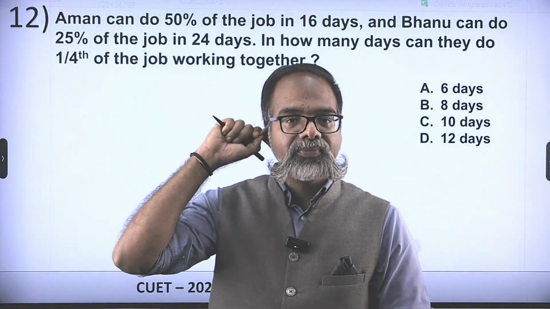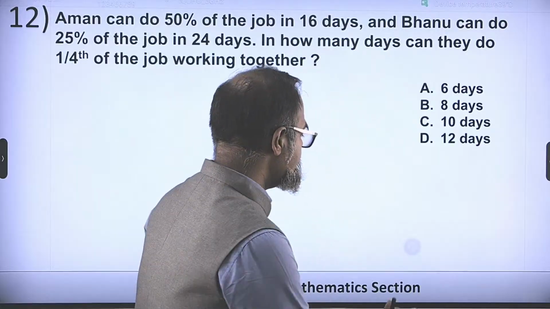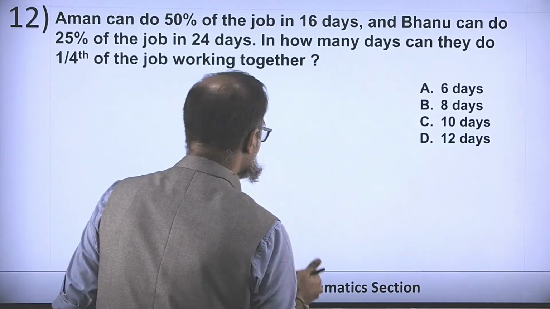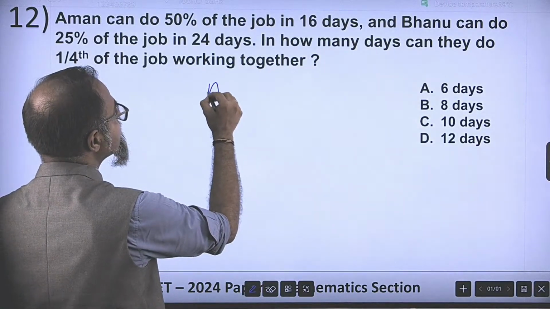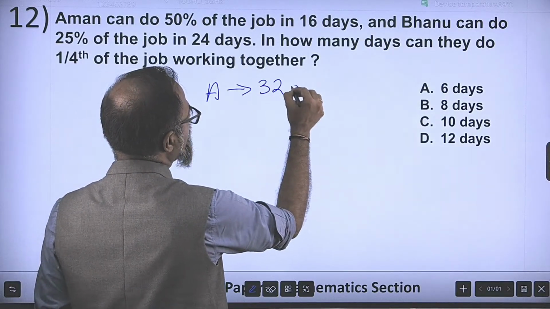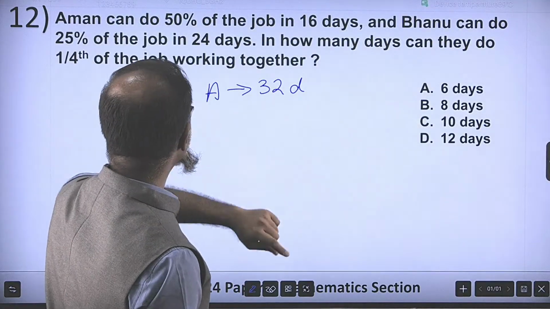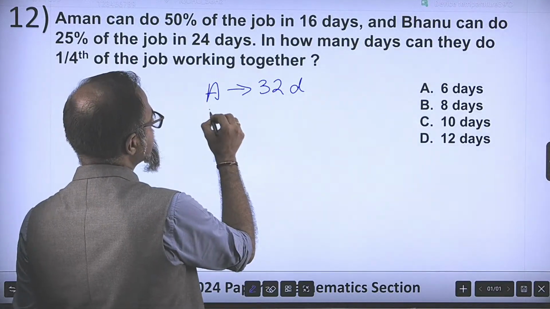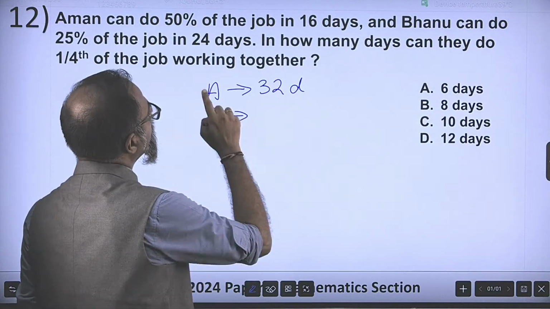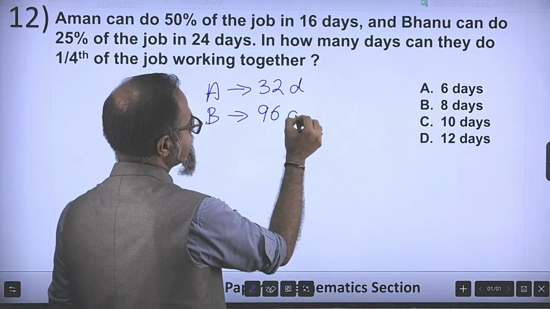Interesting. Aman can do 50% of the job in 16 days. Okay, so if 50% takes 16 days, then Aman takes 100% of the job in 32 days. Bhanu can do 25% of the job in 24 days. So Bhanu can do 100% in 4 times that. 24 fours are 96 days.